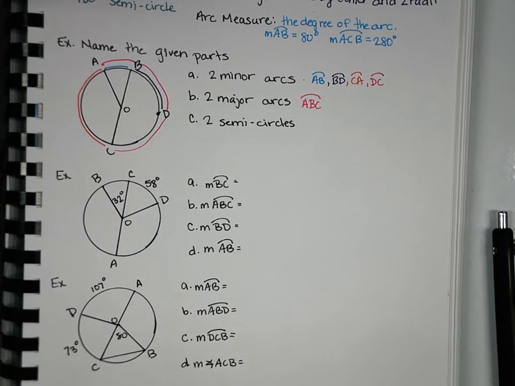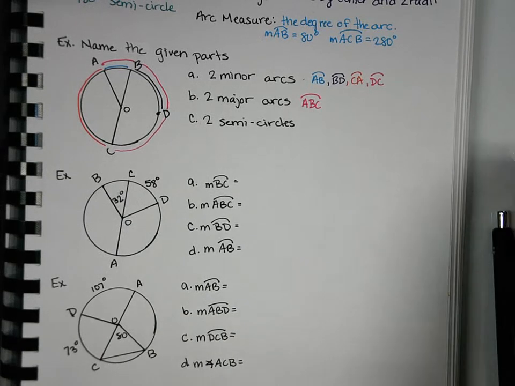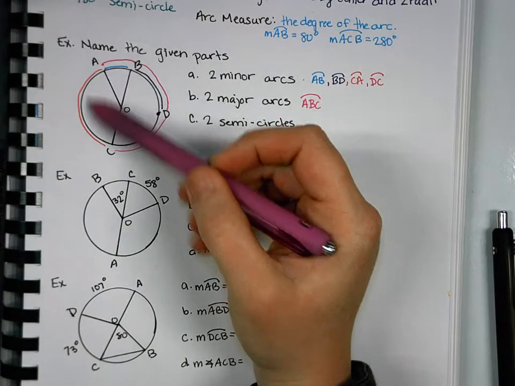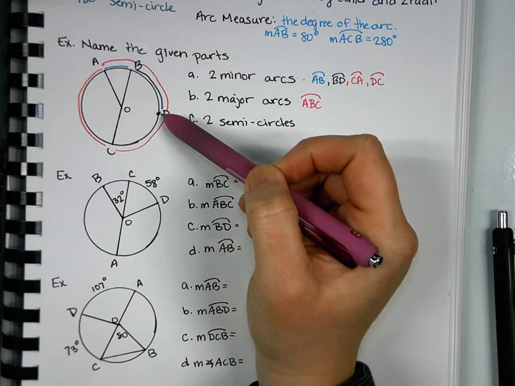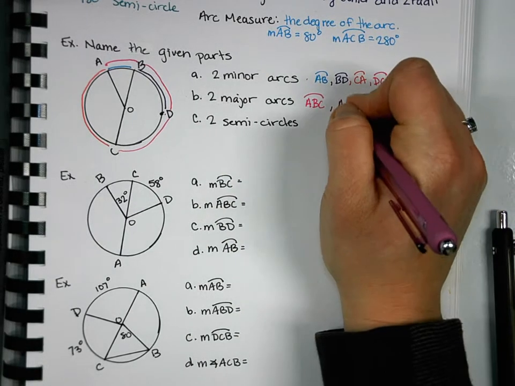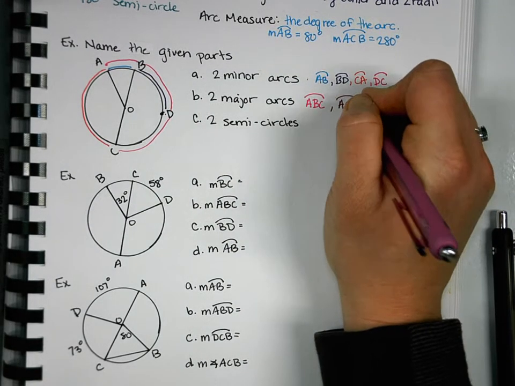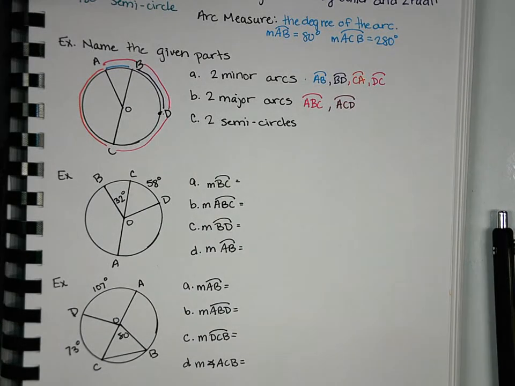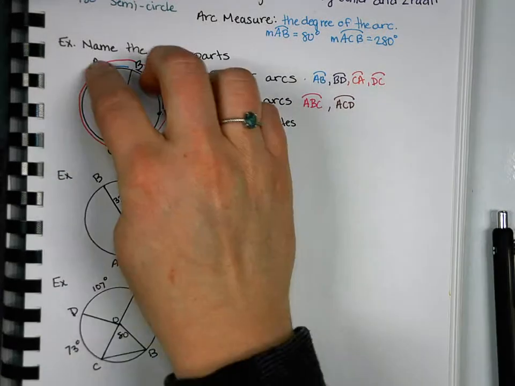Okay. So what's another major arc that you see? A, C, D? Yes. All right, A, C, D. There's probably more in there, but I'm just going to stop at 2. I put BDA. That's B, D, all the way around to A. That's a major arc for sure.